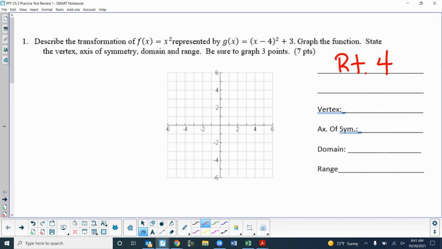And then plus 3 tells us up 3. The vertical is whatever it says. If it says minus 3, then we say down 3.